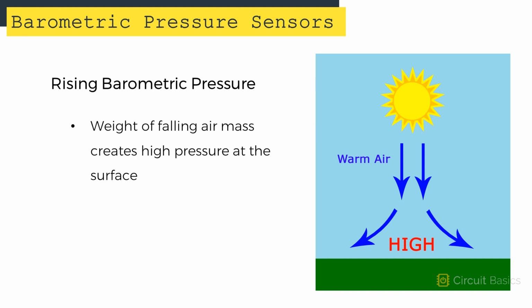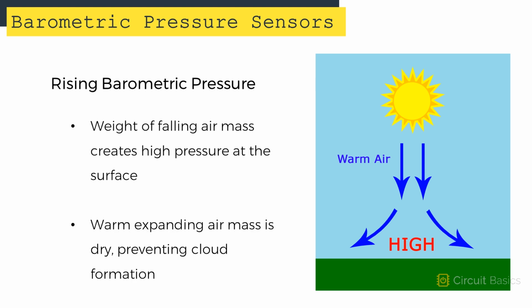A rising barometric pressure is caused by a mass of air in the upper atmosphere falling to the Earth. The weight of the falling mass presses down on the surface, increasing the air pressure below it. The air mass gets warmer and expands as it gets closer to the surface. This warm, expanding air is usually low in humidity, which prevents cloud formations. Rising barometric pressures usually indicate that warm, sunny weather is coming.